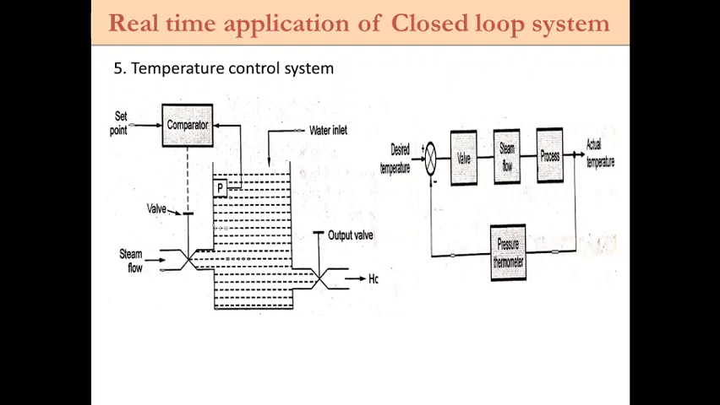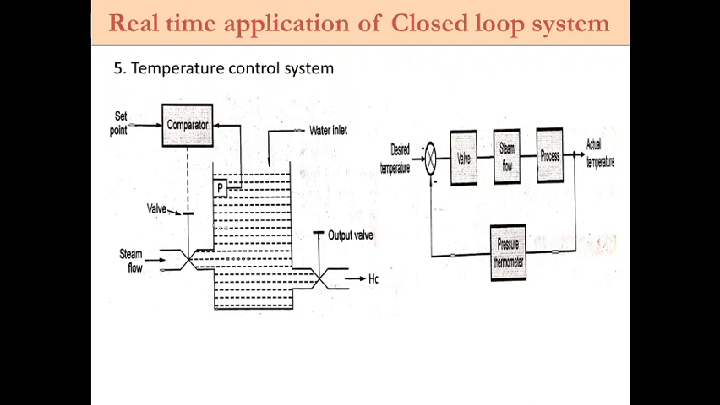Then the fifth one is temperature control system. Here the main aim is to maintain hot water temperature constant. Water is coming with a constant flow rate, and the steam is coming from this valve. The pressure thermometer, that is P, is used as a feedback element which sends a signal for comparison with the set point.